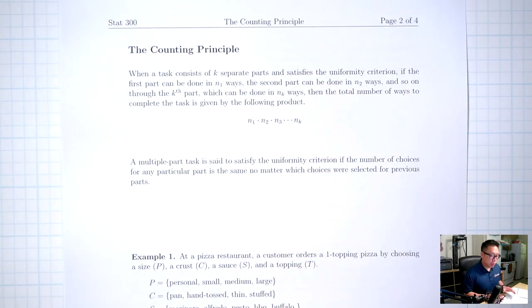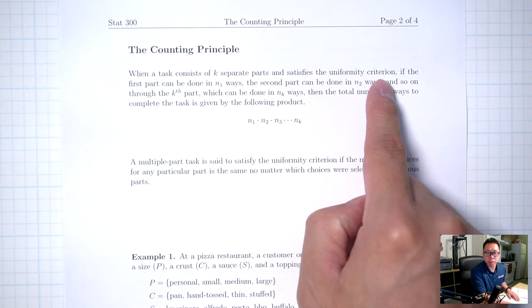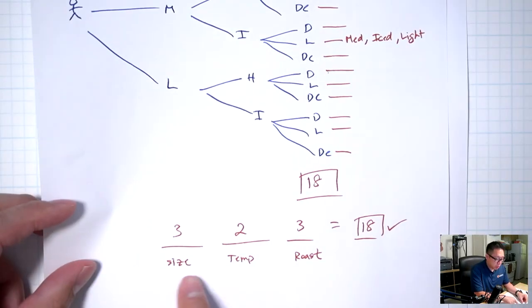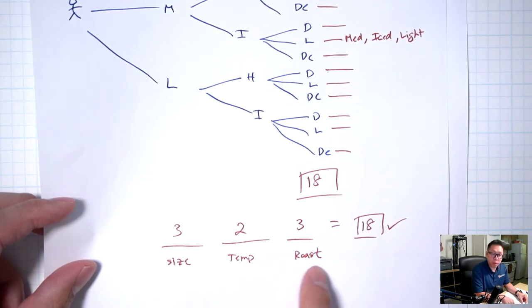Now, the fine print you have to pay attention to is that for this counter principle to work, the situation has to satisfy the uniformity criterion. And what that basically means is that the number of options you have for a particular part should not depend on what you chose for the other two parts.